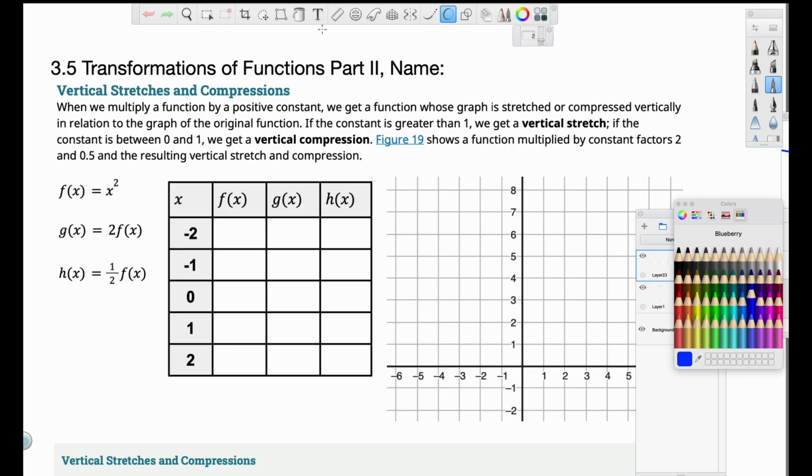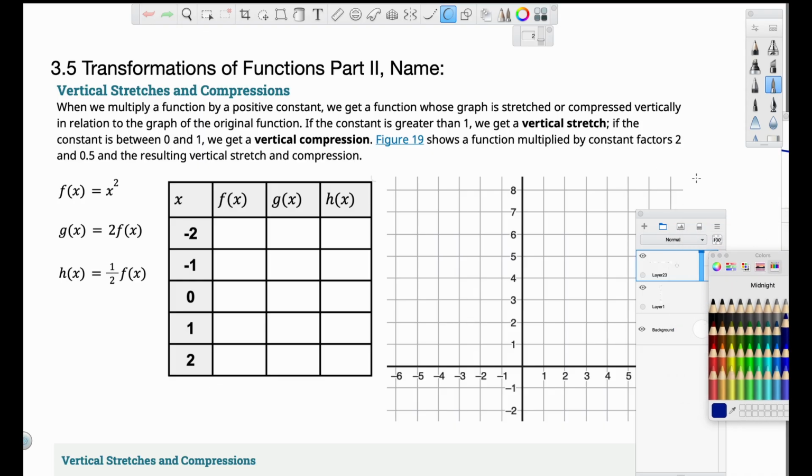Today I'm going to do the second part of 3.5 transformations of functions. And in this section we're going to look at stretch and compression. So the first thing we're going to do here is talk about vertical stretch and compression. So when we multiply a function by a positive constant, a constant is a number like 2, 3, -1, we get a function whose graph is stretched or compressed vertically in relation to the graph of the original function.